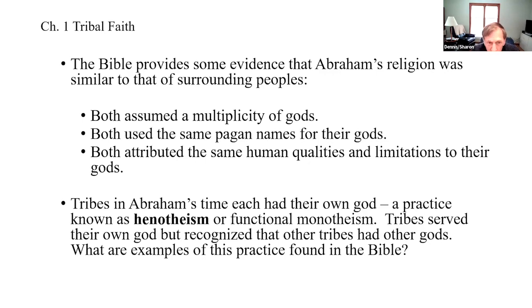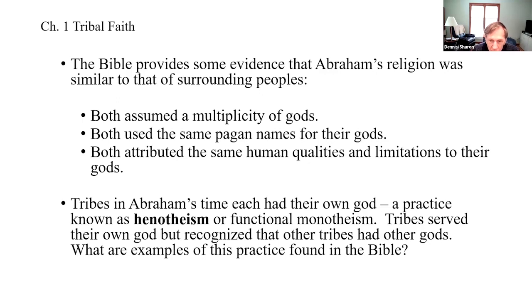Well, this kind of comes out in Dempsey, who says that Abraham's religion that we're talking about was similar to the surrounding peoples. He makes these three points: they both assumed a multiplicity of gods, they used the same pagan names for the gods, and they attributed the same human qualities and limitations to their gods. So that might help Ryan: if I understand the other religions, and their religions are similar to Abraham's, maybe you can derive some beliefs that Abraham would have had just by looking at surrounding religions.